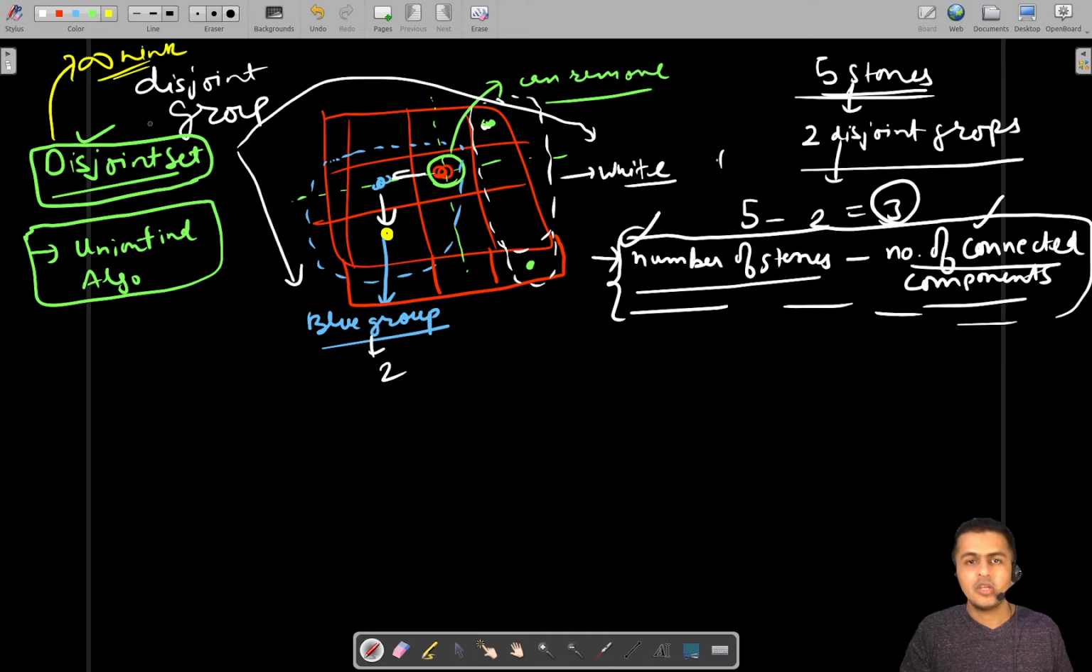And then, assuming that you have now familiarized yourself with this data structure, let's see how we can use this to find the number of connected components. Okay, so let's see how we have implemented this approach.